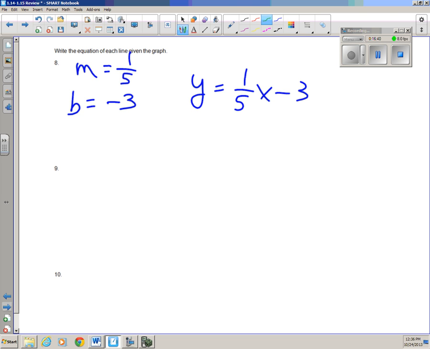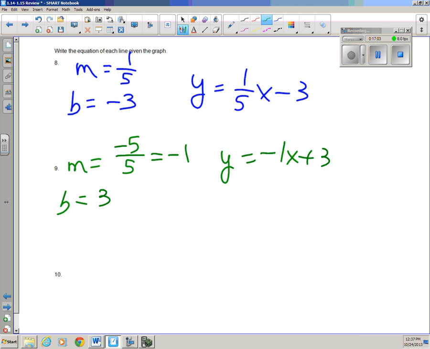Graph number 9, my y-intercept. I crossed the y-axis at +3 this time. My slope, by looking at my line, I know is negative. As I count from one point to the other point, I go down 5 to the right 5. This does simplify. So this equation would be y equals -1x plus 3.